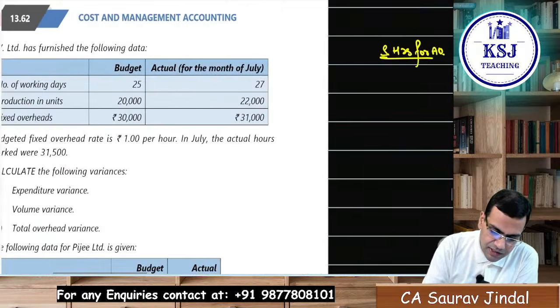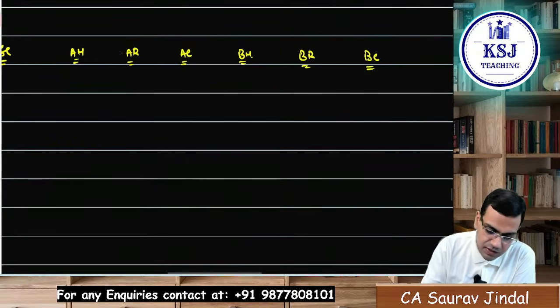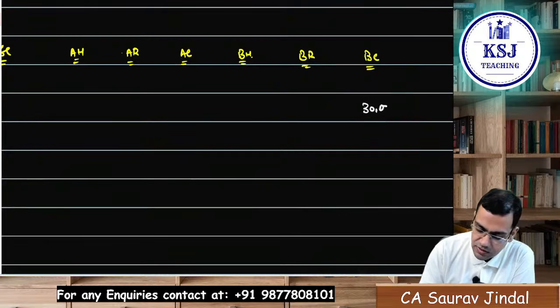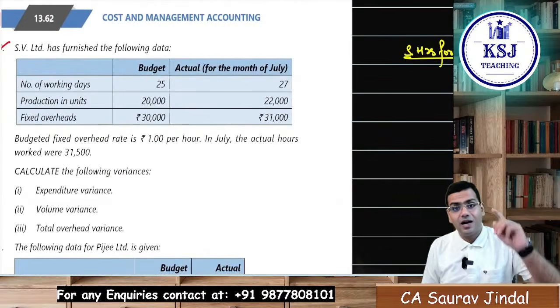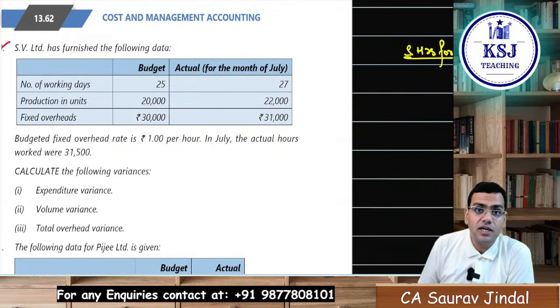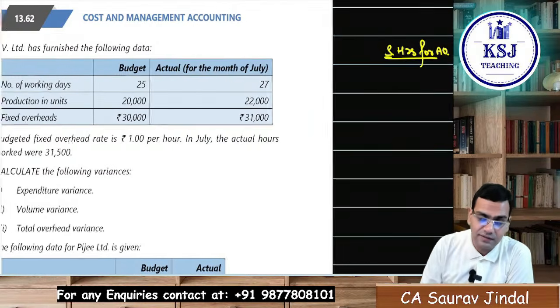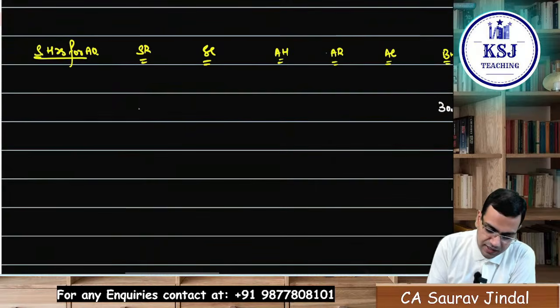Let's start with the budgets now. What is there in the case of budgeted cost? The budgeted overheads are given to us as 30,000. Now in this particular question, the budgeted hours are not given to you, but what is given is the budgeted fixed overhead rate, that is 1 rupee. So how many hours will be there, sir? Obviously 30,000 hours. Clear? Now standard rate will be 1.